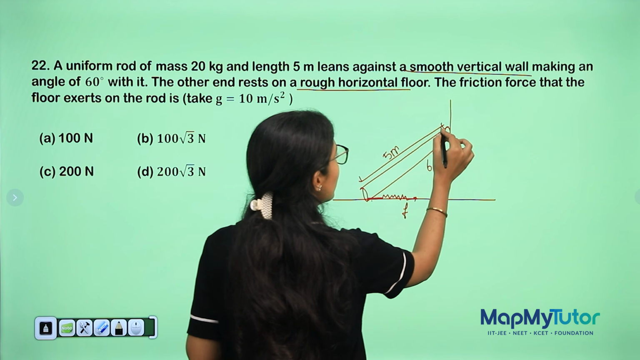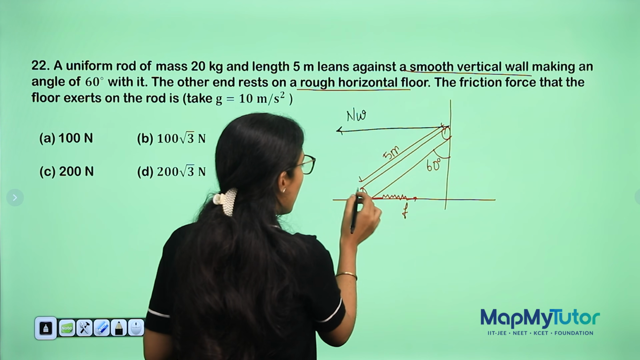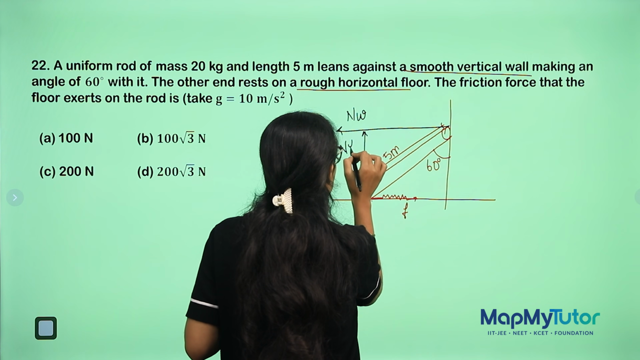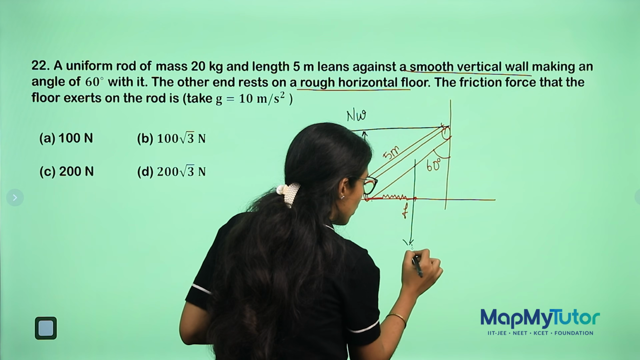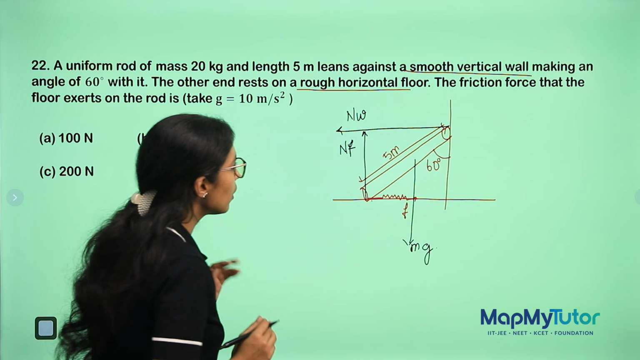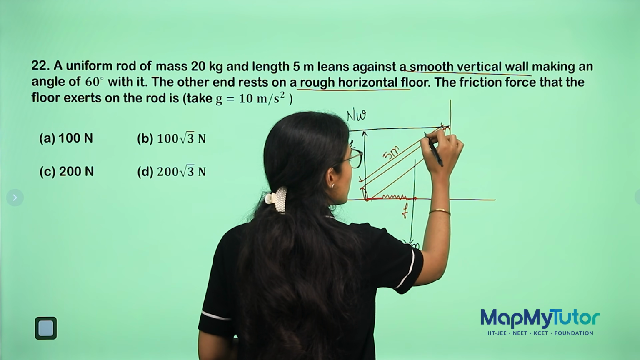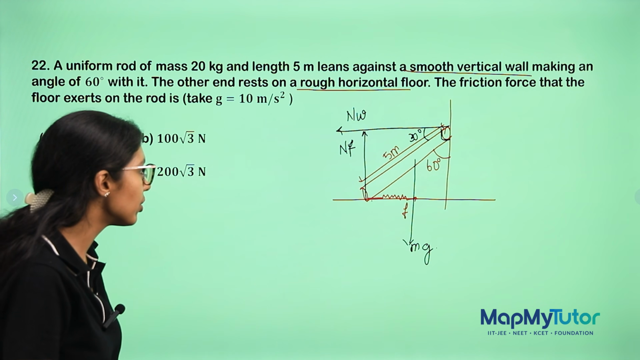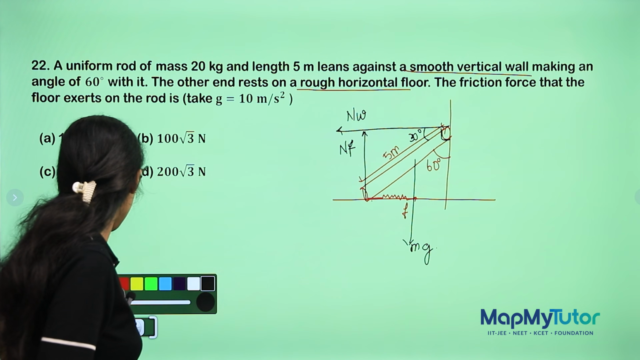You will have normal of the wall, so I'll write normal of wall. Then I will have normal of the floor as well, so I'll write normal of floor here. Then I will have mg downwards. Any other force? Check it out. No. This is 90 degrees, so this will obviously be 30 degrees. Anything else that we have to find out in this? No. So only this much breakdown you can do.